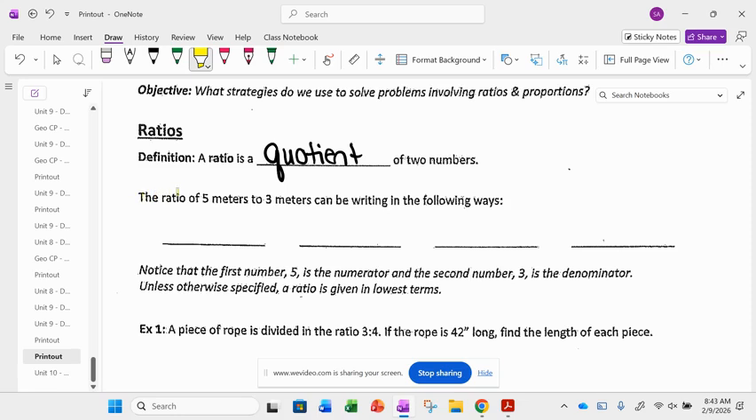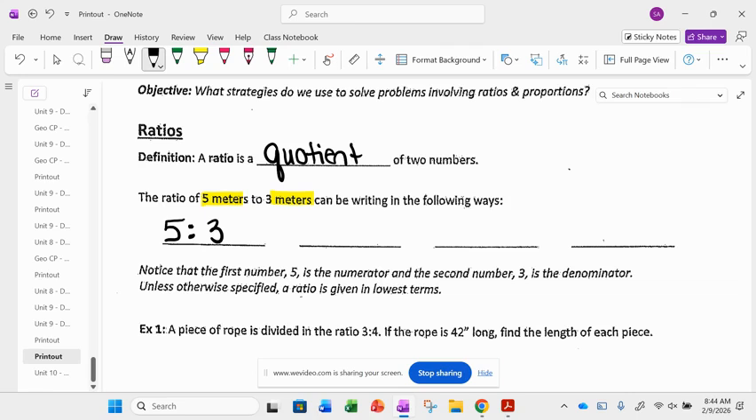So in this, it says the ratio of 5 meters to 3 meters can be written in the following ways. See how in the wording the 5 came first? It's saying 5 to 3. That means the 5 always has to come first. Whatever is written first in the words has to be written first with the symbols. So 5 to 3 could be 5:3. That's probably the way you're most used to seeing ratios, with the colon.